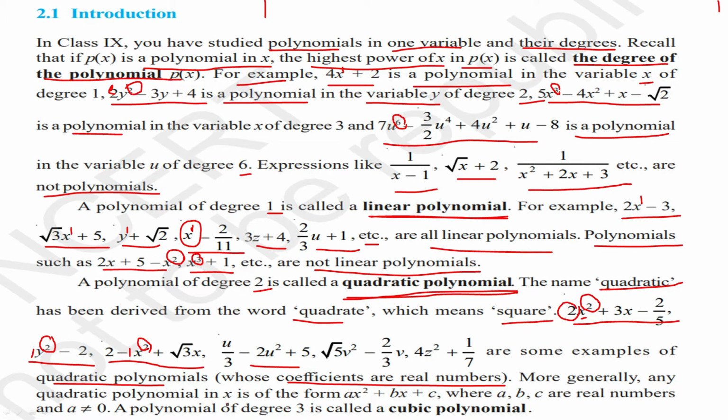A quadratic polynomial in x has this form, the standard form of a quadratic polynomial: ax² + bx + c. Here x has degree 2, so it is a quadratic polynomial. A polynomial of degree 3 is called a cubic polynomial. Now we will see an example for cubic polynomial.